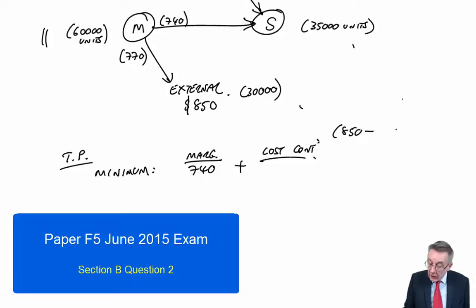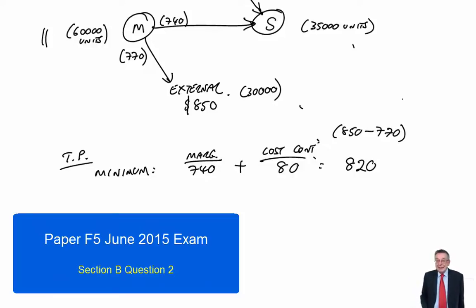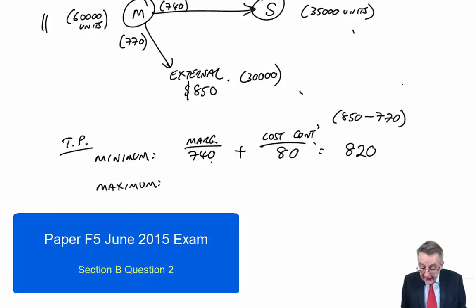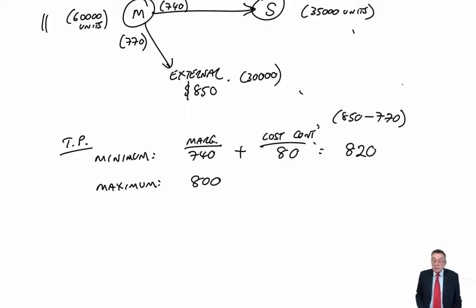selling price 850, the cost if they sell externally is 770, the contribution 80, and therefore for it to be better to sell to the other division, they'd have to be charging at least 820. And of course the other division, the maximum they'll pay is the external price. They're not going to pay 820 here when they can buy them externally for 800. And so what's better? To make it worthwhile selling to the other division rather than external, M would have to charge 820, S wouldn't pay it. And so it's better to sell externally.